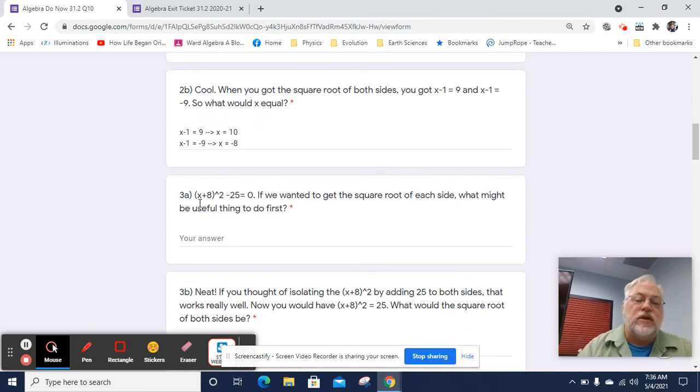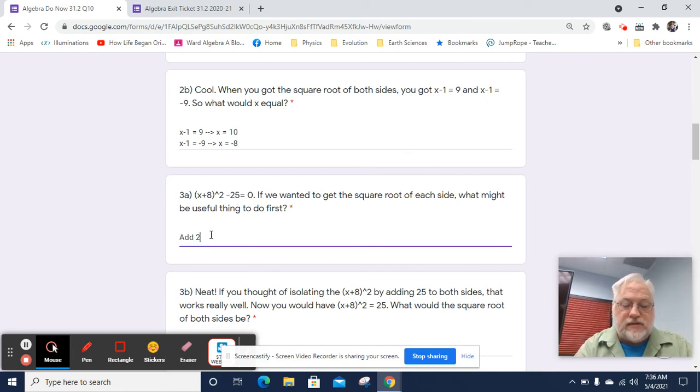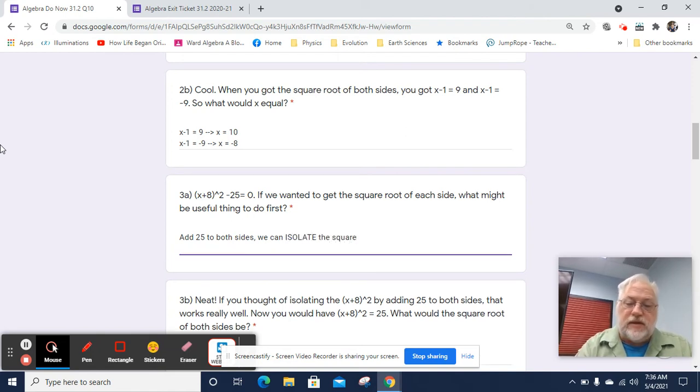Right, now let's take a look at this one. Now, this one, if we want to get the square root of each side, what might be a useful thing to do first? Well, isolate this square. We're sort of distracted by this minus 25. So if we add 25 to both sides, we can isolate the square. And then we can easily get the square root of both sides.